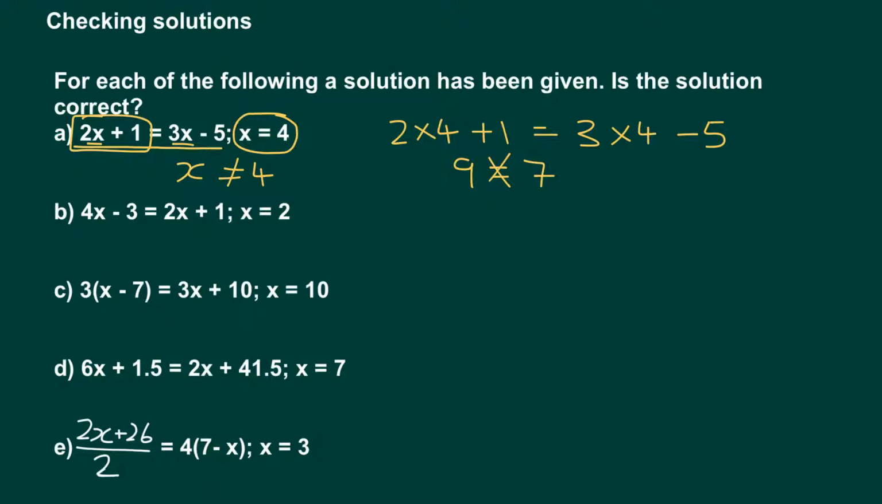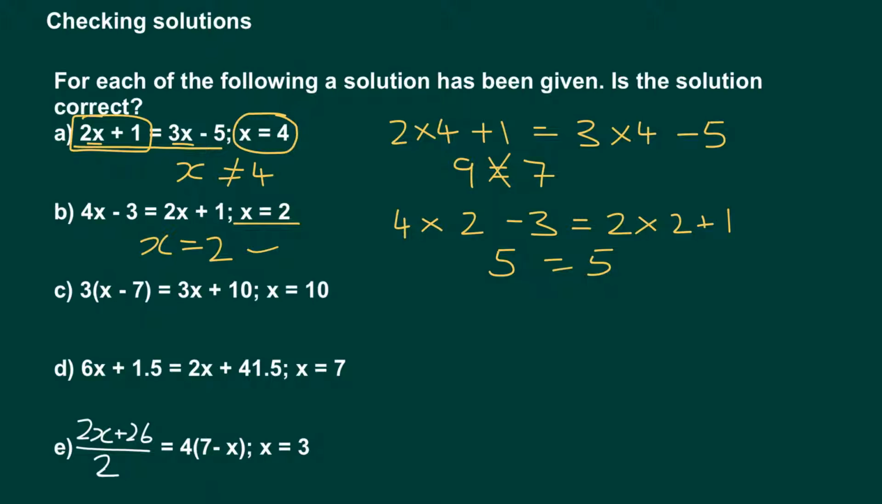Let's do part B. 4x - 3 = 2x + 1, where the solution given is x = 2. So again, we simply substitute that value of x = 2 into both expressions. So we have 4 times 2 minus 3 on the left-hand side, and we have 2 times 2 plus 1 on the right-hand side. 4 times 2 is 8, minus 3 is 5, and 2 times 2 is 4, plus 1 is 5. 5 equals 5, so the left-hand side is equaling the right-hand side. So that tells me that x = 2 is the correct answer.